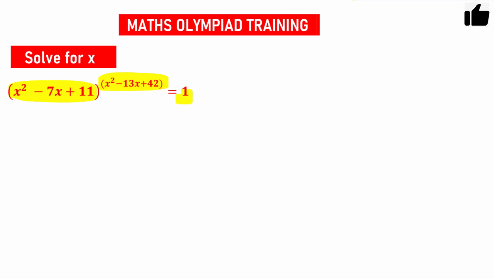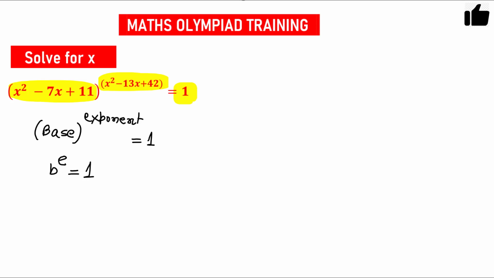Now this is equal to 1. This gives me a hint. So let us write this expression as base raised to the power exponent, and this is equal to 1. Or I can write simply base as b and exponent as e. So b raised to the power e is equal to 1.